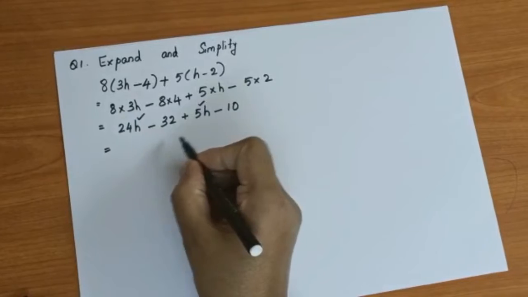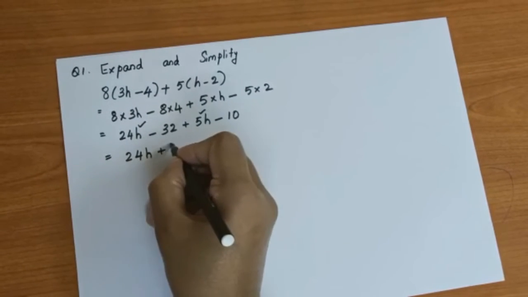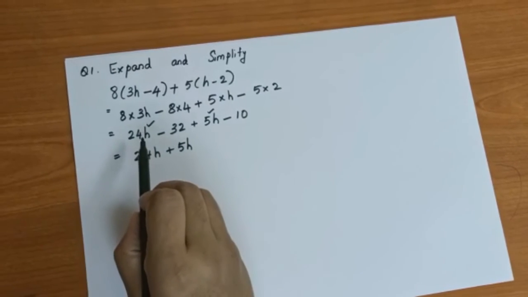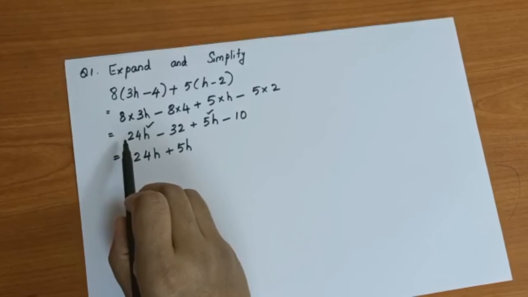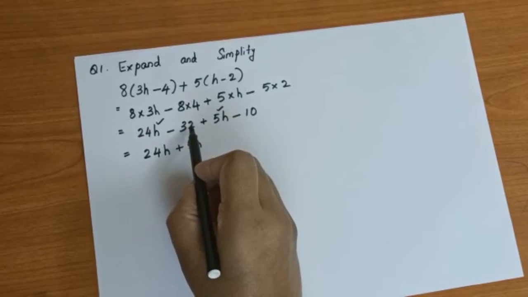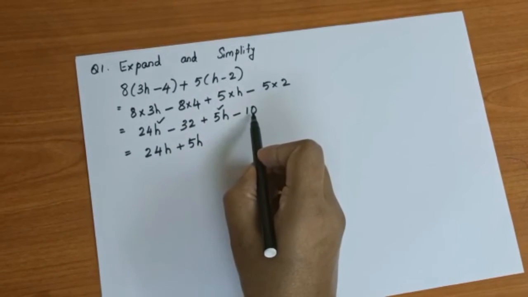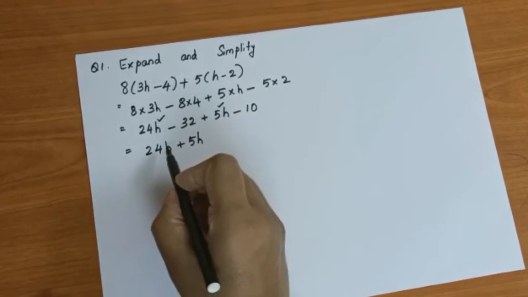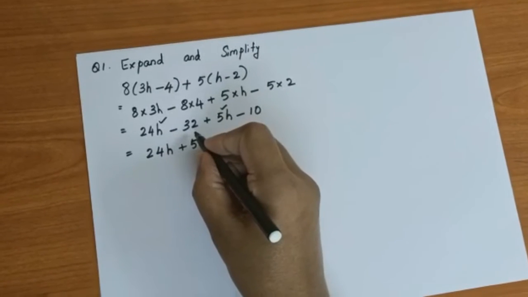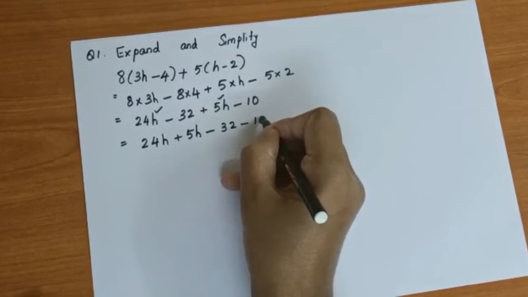So 24h plus 5h we can write together, that is 24h plus 5h. When we are arranging, take care of the sign. The sign of 24h is positive because there is no sign given. The sign of 32 is negative. The sign of 5h is positive. The sign of 10 is negative. So 24h plus 5h. Then we can arrange negative 32 and negative 10. So negative 32 minus 10.